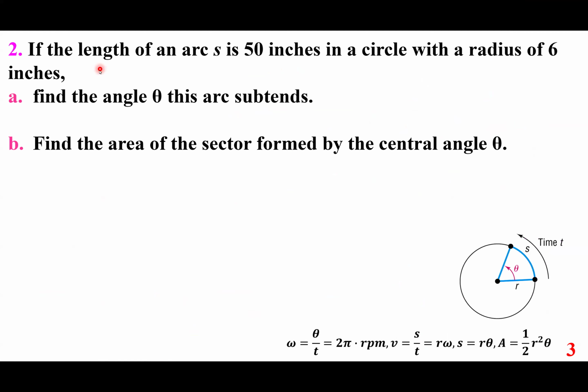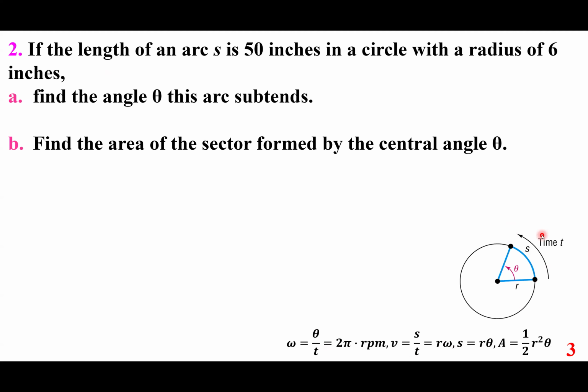If the length of an arc is 50 inches in a circle with a radius of 6 inches, find the angle theta this arc subtends. And reminding everyone of a couple of formulas. Omega is theta over t, or 2 pi times RPM. This is the angular velocity. V is s over t, or omega times r. s equals r theta. A is 1/2 r squared theta. So we are looking at the arc length, s equals r theta.